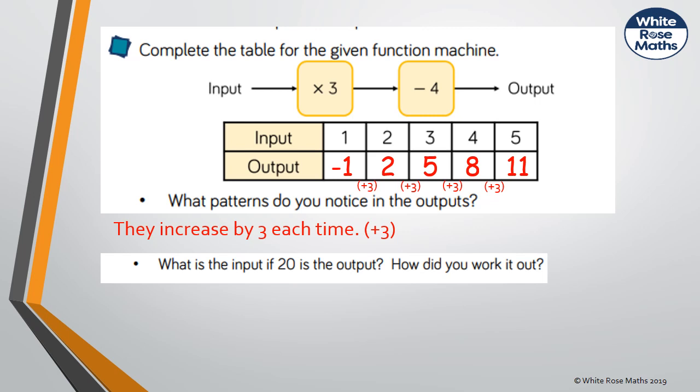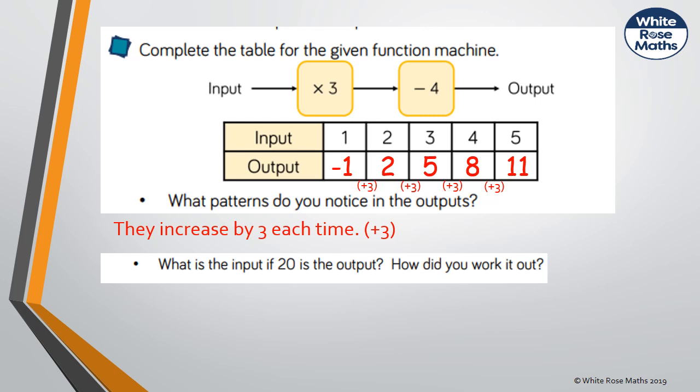Whenever you're doing any type of maths work, it's always key to try and look for a pattern, because the pattern will make it easier for you to solve any of the problems that you're going to come across. There's always a pattern, see if you can find it. What is the input if 20 is the output? And how did you work it out?